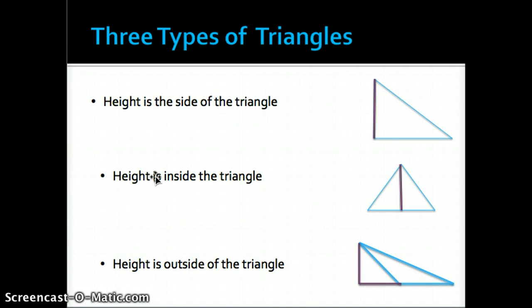Okay, before we begin discussing whether or not 1/2 base times height is the correct formula to use when finding the area of a triangle, we need to discuss the 3 types of triangles you can use for this. The first type of triangle is where the height is on the side of a right triangle. So here. The second triangle is where the height is on the inside of the triangle, and then the third is when the height is on the outside of the triangle.